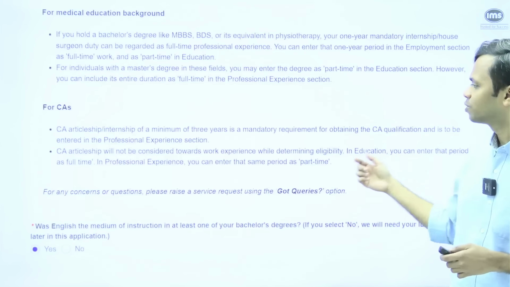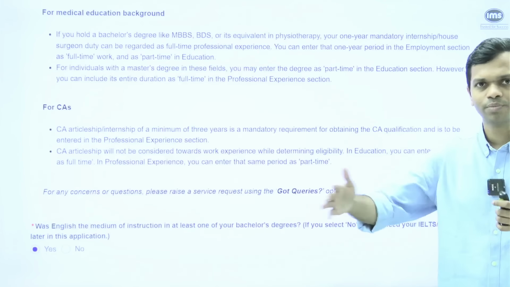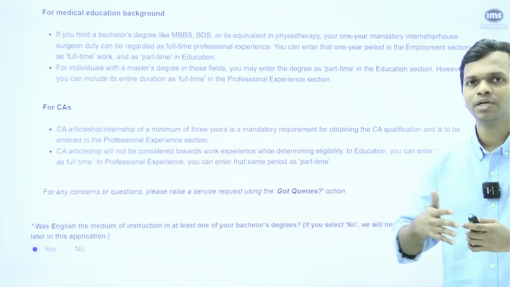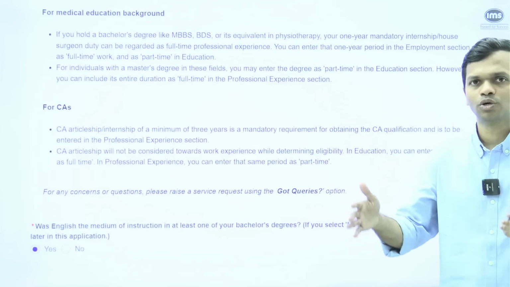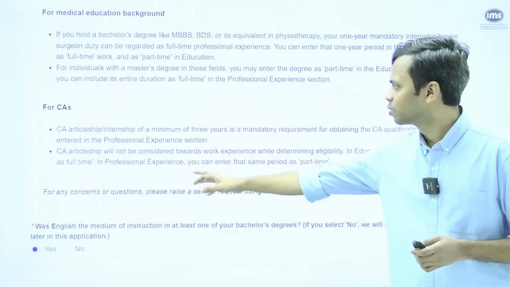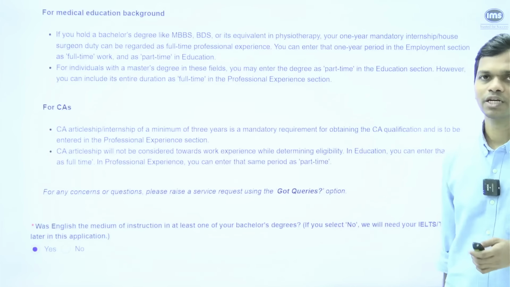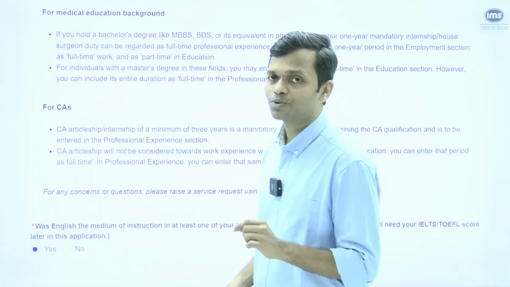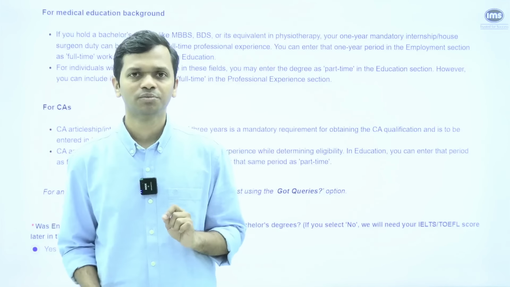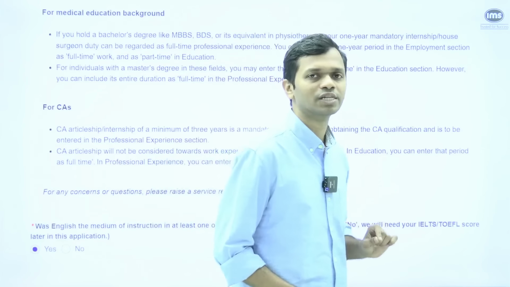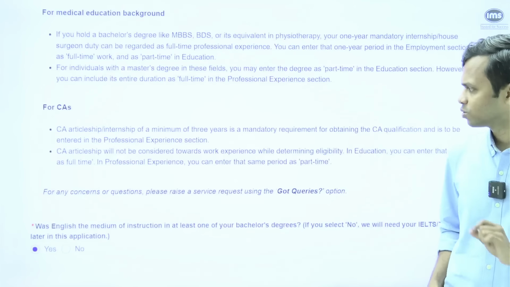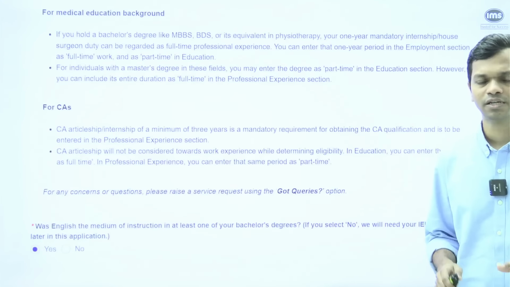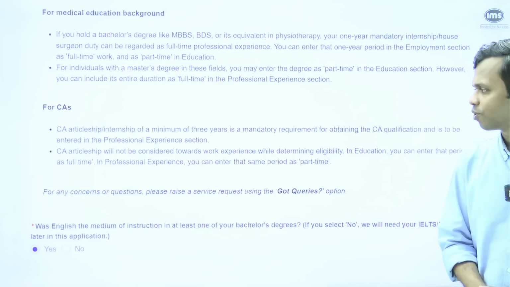In education, you can enter that period as full time. So whatever period that you had for that internship gets counted as the total duration of the degree, right? In professional experience, you can enter the same period as part-time, which means that you can enter the articleship internship that you have done, but you have to select it as a part-time thing. Okay, so be careful, go through the instructions clearly, and then fill the form, right?